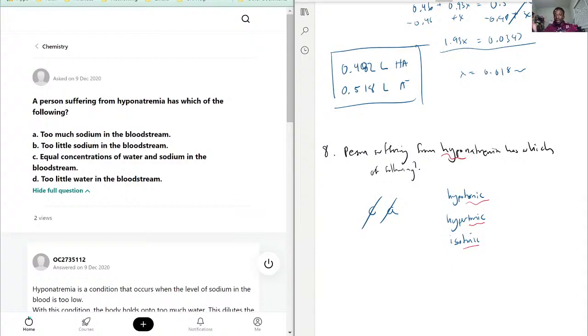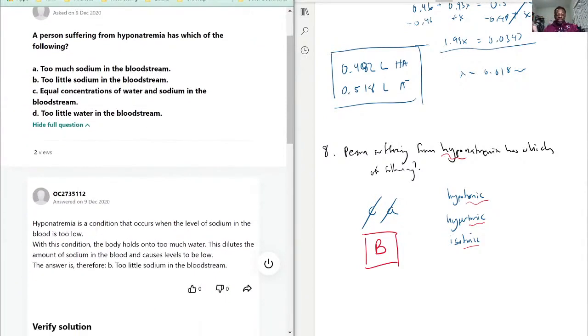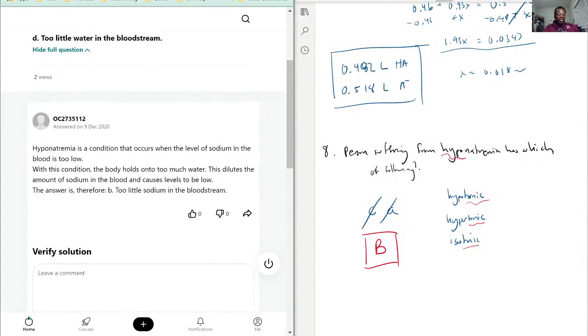The reason why I picked that is because it is the only one referring to the possible solute, and it's also abiding by the hypo, which would be little or less. So with this, B would be the correct answer I would pick. And as you can see here, when they search it up and read it, it says hyponatremia is a condition that occurs when the level of sodium in the blood is too low.